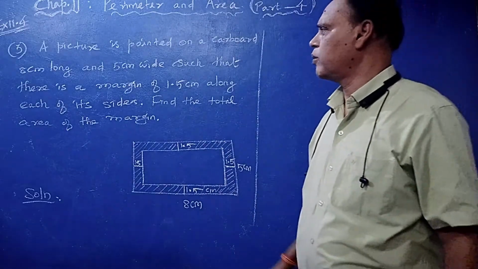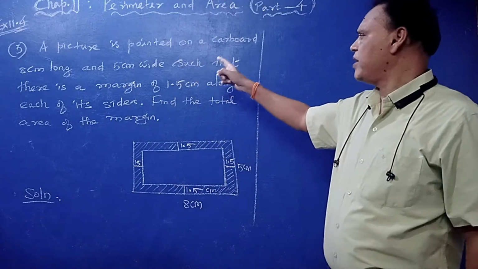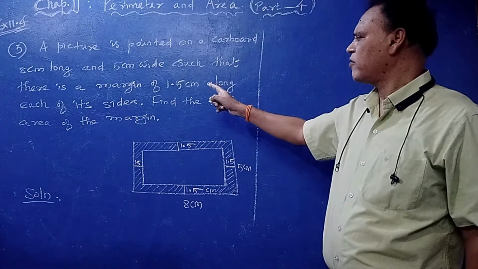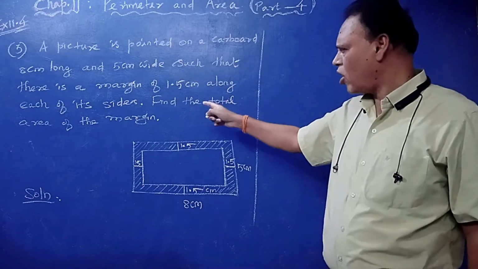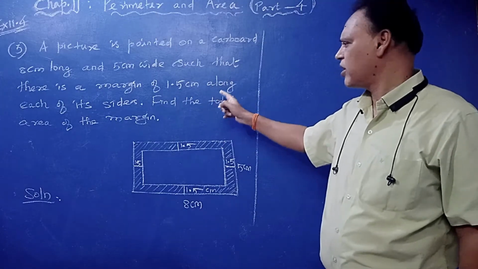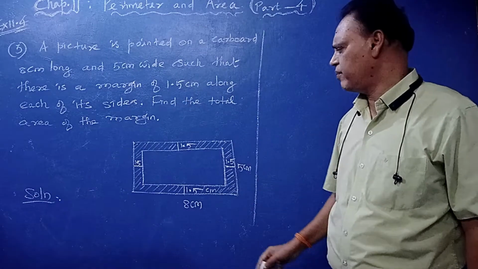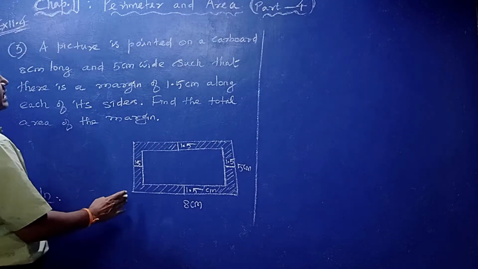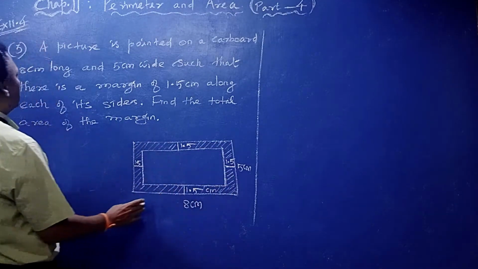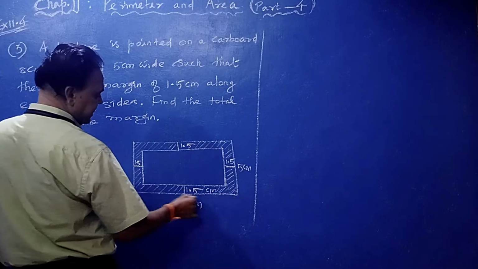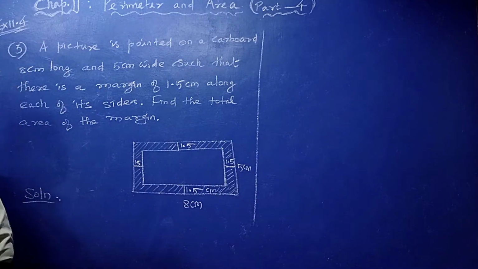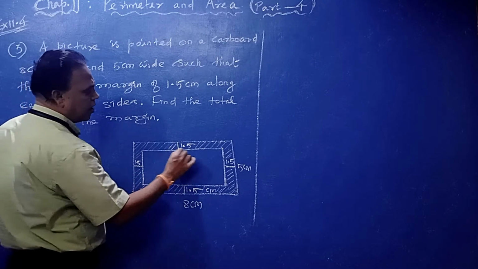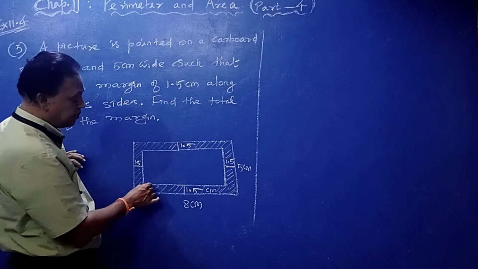This is also a very important problem. Third problem: a picture is painted on a cardboard 8 cm long and 5 cm wide, such that there is a margin of 1.5 cm along each of its sides, forming a frame of cardboard. Then you draw a margin of 1.5 cm all around the picture. Clear?